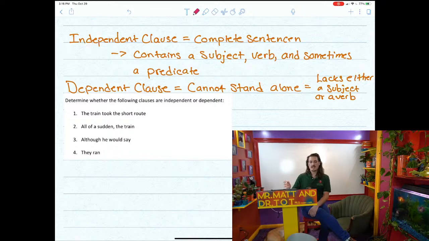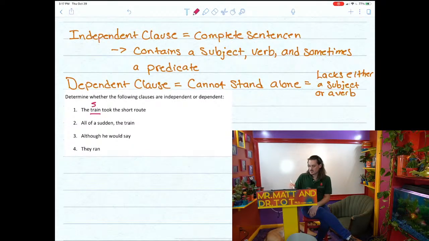Okay, so if we look at number 1, the train took the short route. So we have a subject, which is train. We have a verb, so I'll put an S here, subject for train. We have a verb for took, and then we have a predicate, the short route. Notice that the short route describes everything else. It provides the minor details of what the train is actually taking, or what characteristics pertain to the route. We have a subject, we have a verb, so we have an independent clause.